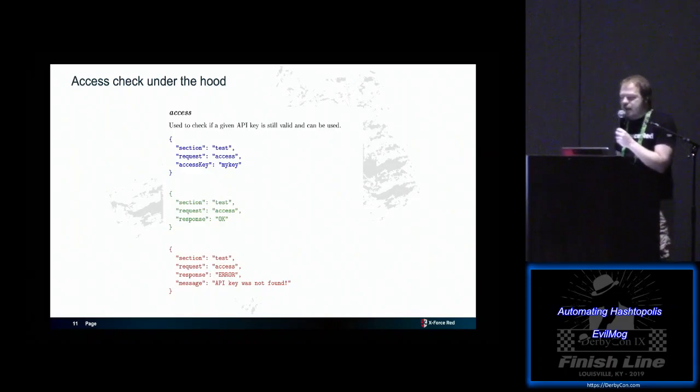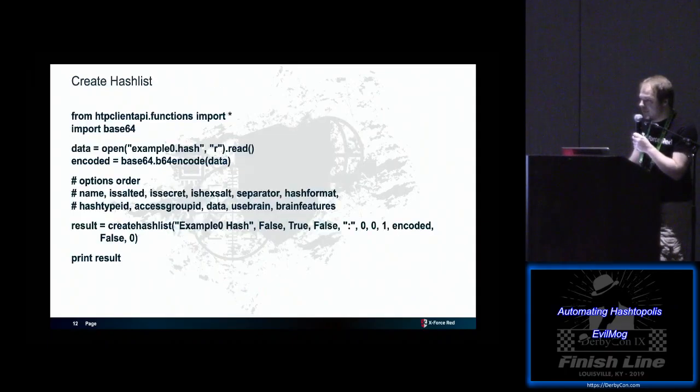Now, in the Hashtopolis Python bindings, the only two endpoints that don't give you the full JSON output are access check and access test. Everything else just gives you the raw JSON for an output, so you can parse it yourself. I'm not your mother. I'm not doing your parsing for you.